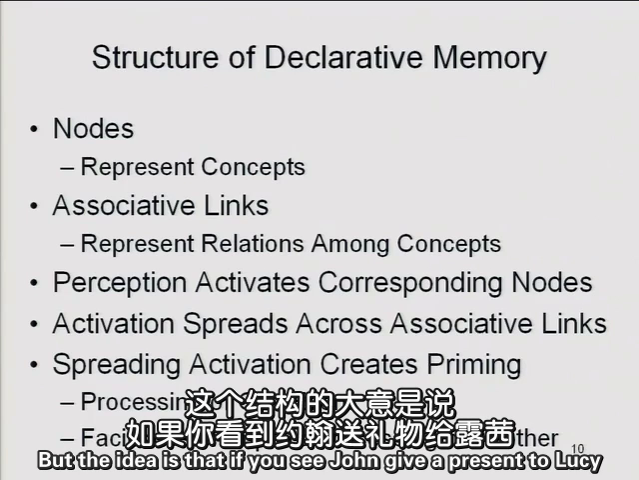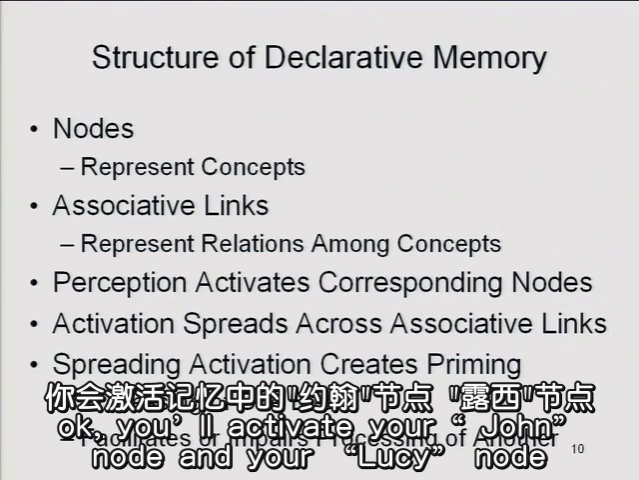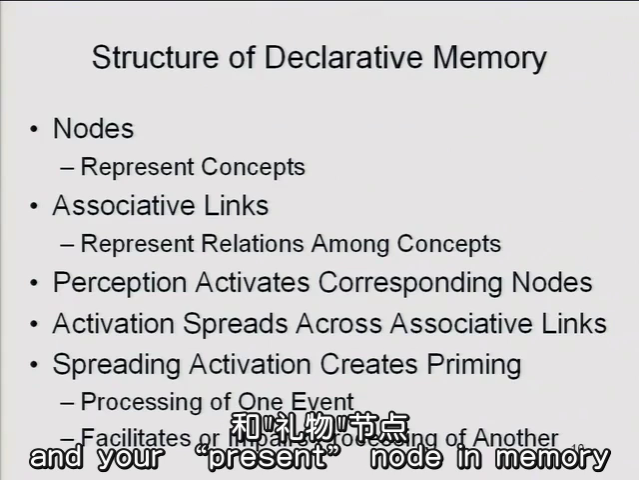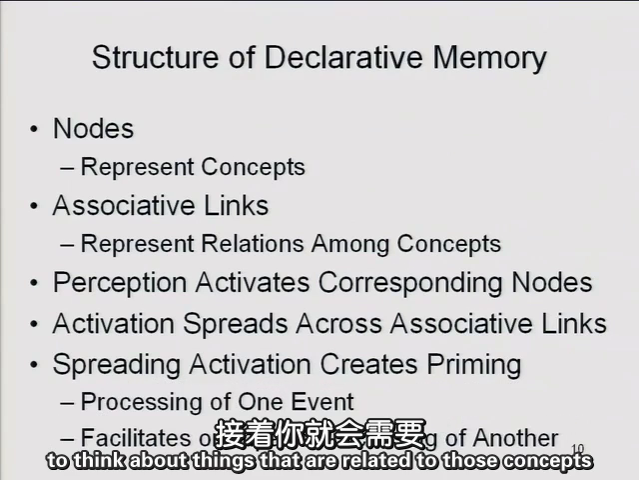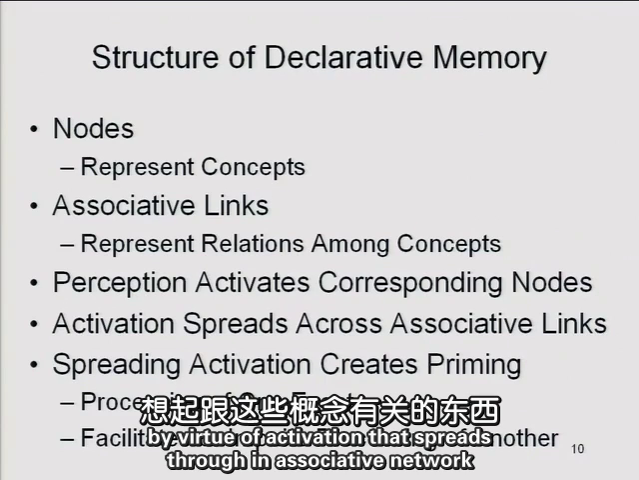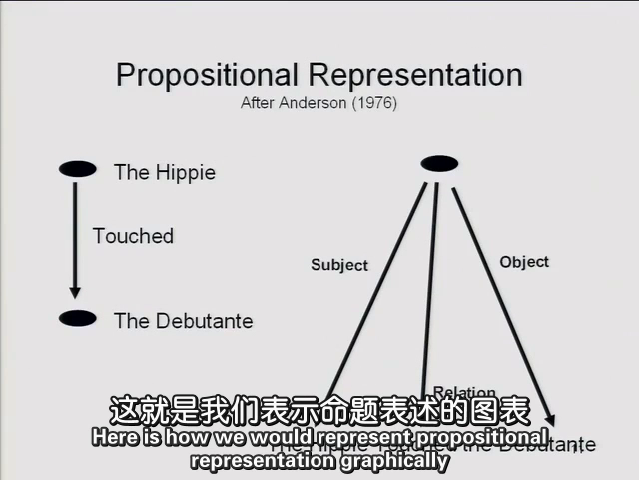We're not going to talk about negative priming. But the idea is that if you see John give a present to Lucy, you've activated your John node and your Lucy node and your present node in memory, and then you're going to find it easier to think about things that are related to those concepts by virtue of activation that spreads throughout an associative network. Here is how we would represent a propositional representation graphically.